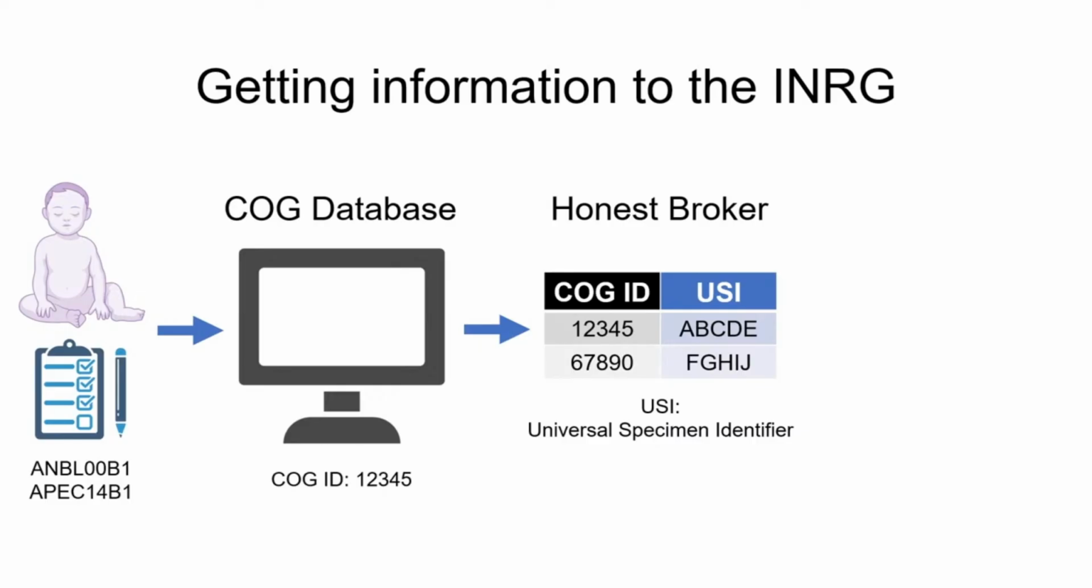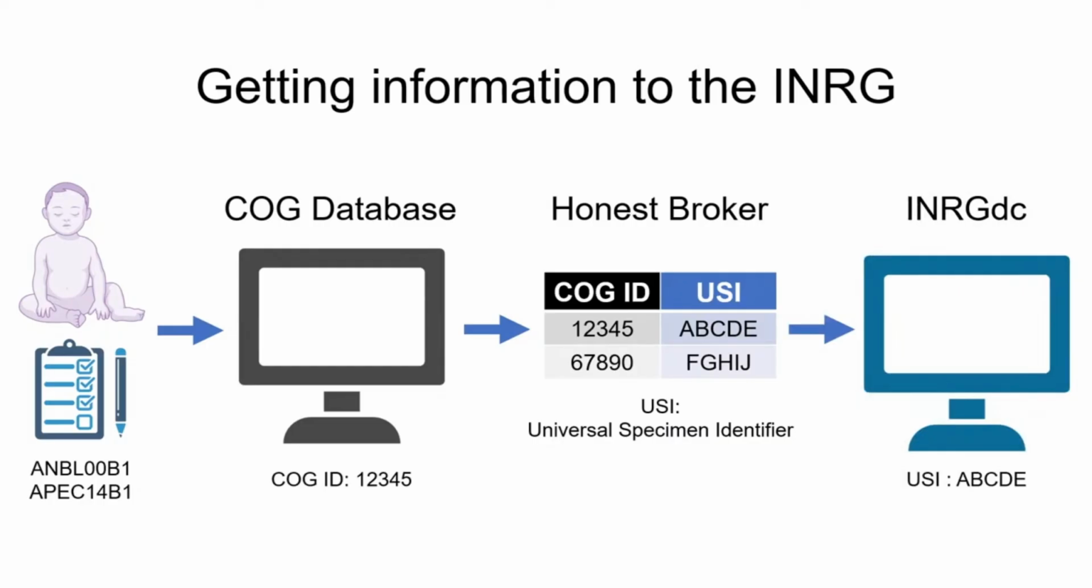And then, now that all the data has been recoded into USI, the select fields that have been agreed upon between the cooperative group and the INRG have been decided upon. Those specific data will then get transmitted to the INRG, specifically linked to the USI number and decoded from the COG identification number. And this is how the INRG was built and continues to be built to this day.